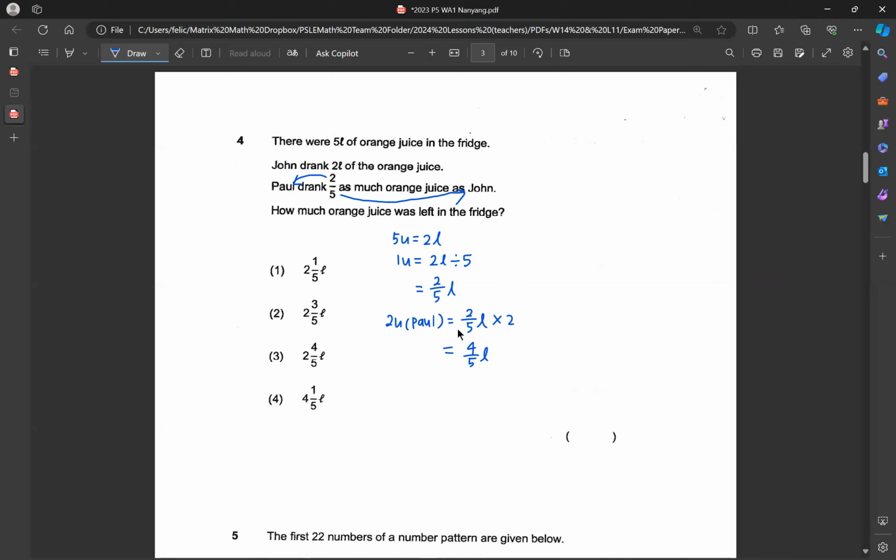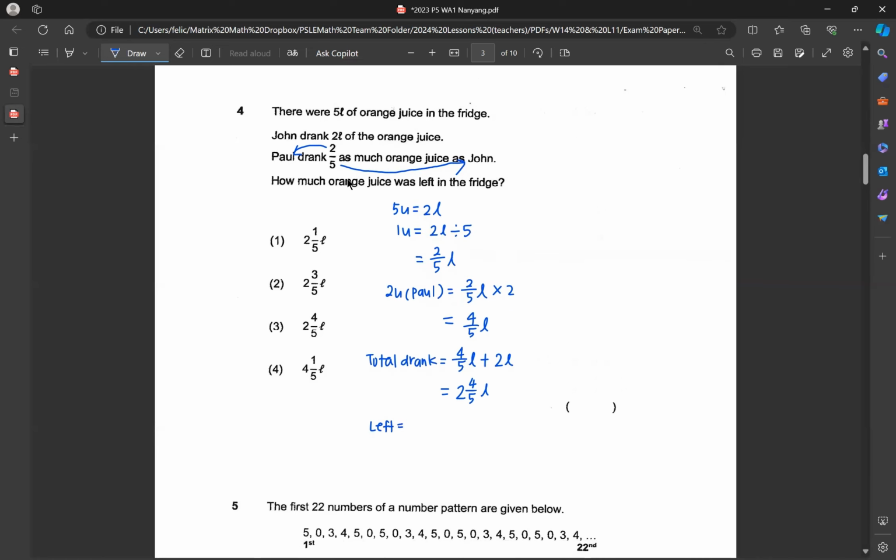All right, now since we need the leftover, let's work out the total that they drank first. Total drank will be what Paul drank plus what John drank, and I know John drank 2 liters from the question given. So together, if you add this up, this will be 2 and 4/5 liters that they have drunk, which means that now I can work out the leftover.